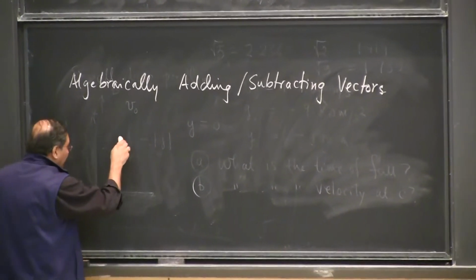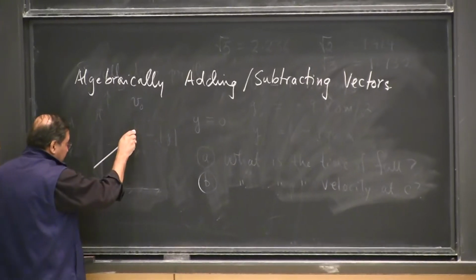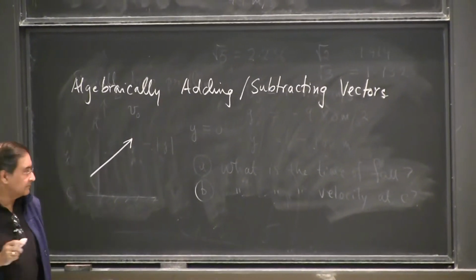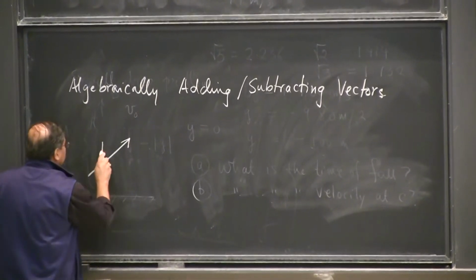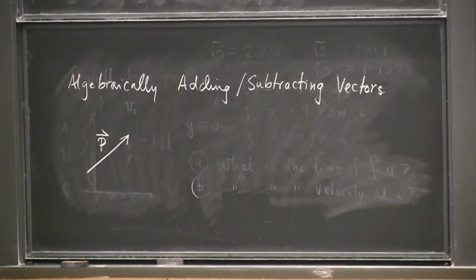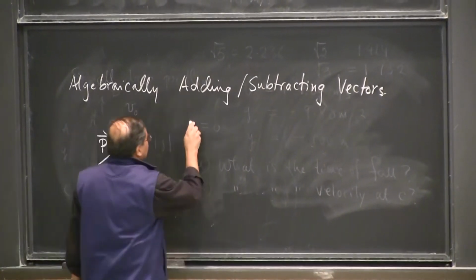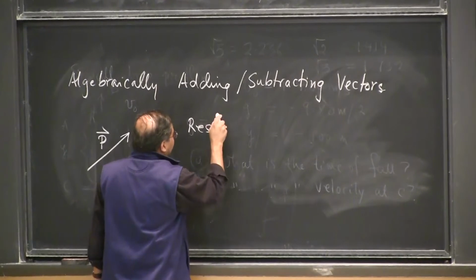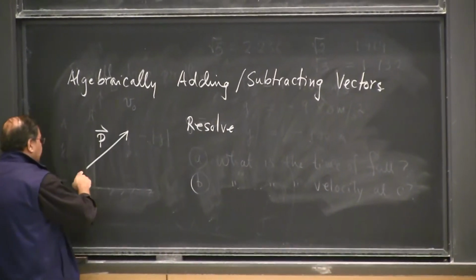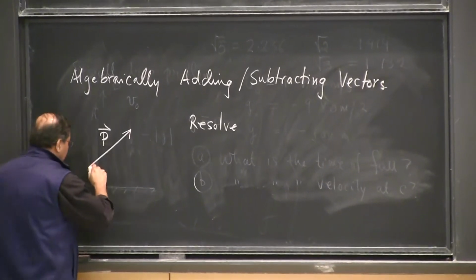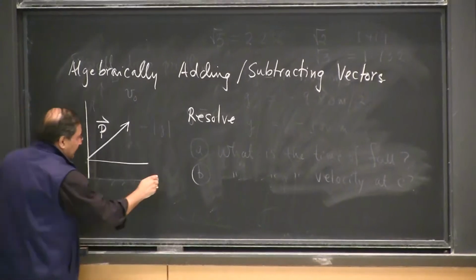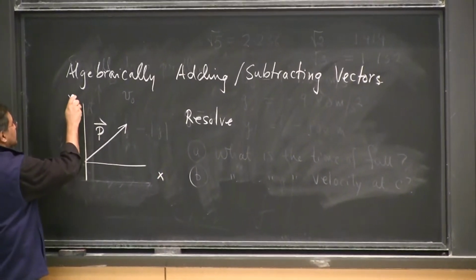Suppose, let me just take one vector. I'll show you how to resolve vectors. Let this be a vector. Let me call this vector P. So I want to resolve this vector. The word is resolve. It's a technical word, and resolve has a meaning. The meaning is that I place the tail of P along a coordinate system. This is my x-axis and that's my y-axis.